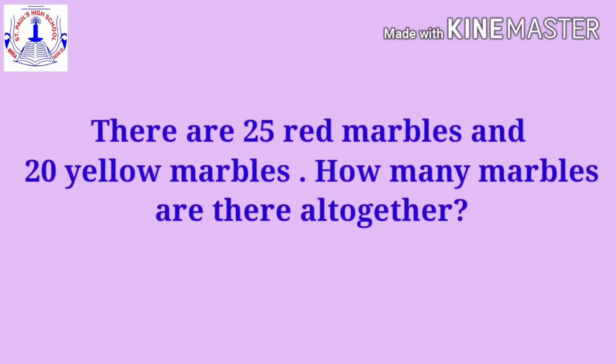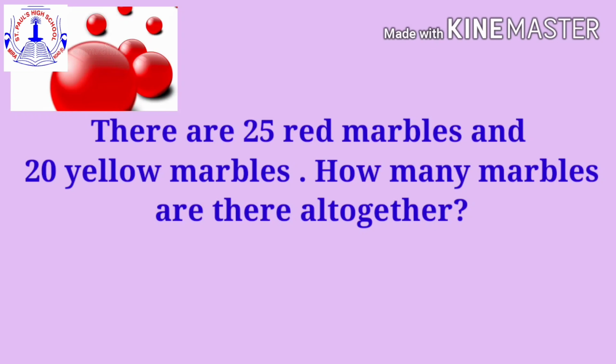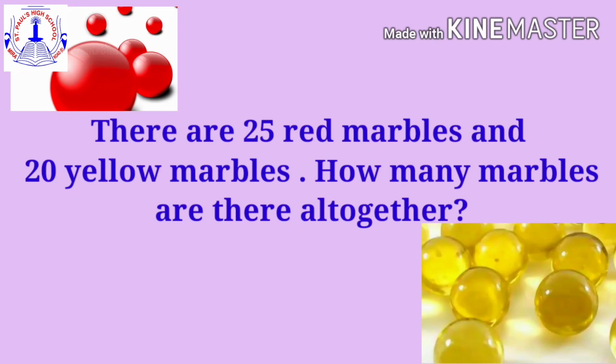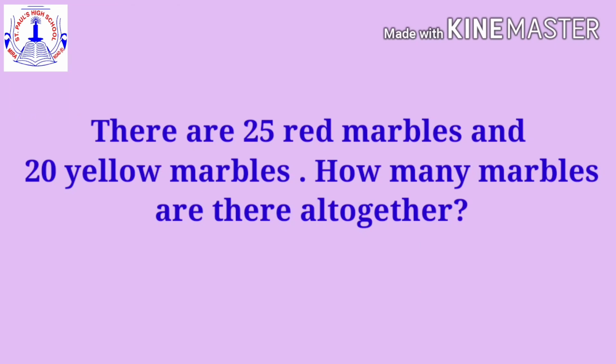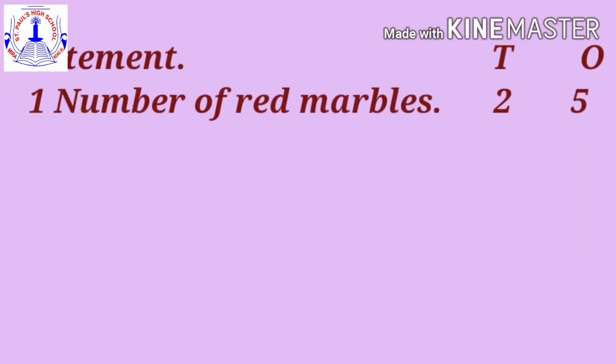Students, next one. There are 25 red marbles and 20 yellow marbles. How many marbles are there altogether? Now here the word altogether is given, which means we have to add. Altogether means putting them all together. So we need to add. First, we need to write the statement. So what will be the first statement? Yes, number of red marbles. So how many red marbles were there? 25. So I have written 2 in the tens place and 5 in the ones or units place.